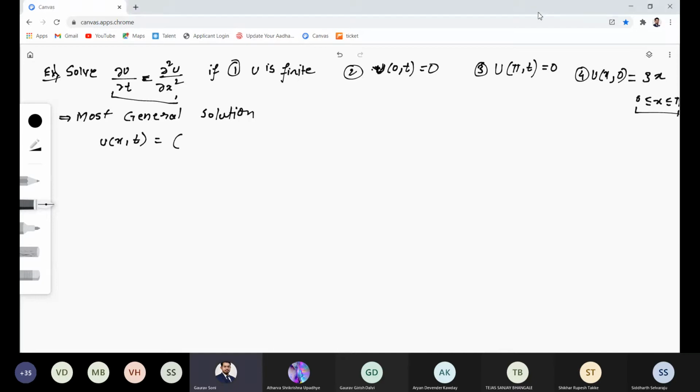Fine. So the solution is C4 cos mx plus C5 sin mx, e to the power minus c square m square t. The value of c square here is 1, that you can see. There is 1 in the given differential equation. So e to the power minus 1 square m square t. This is very important.